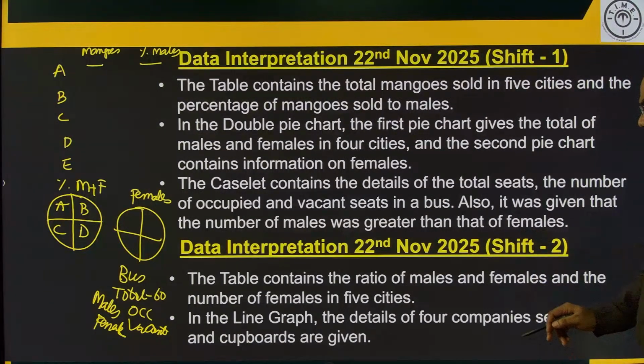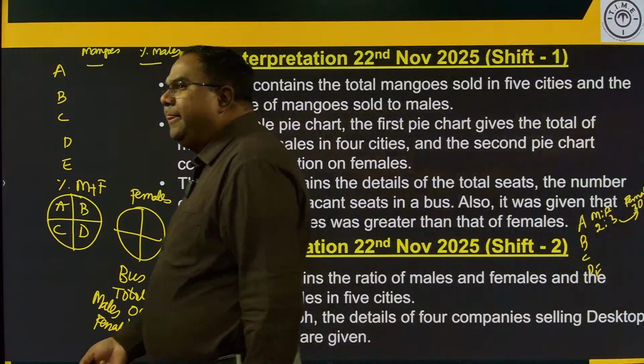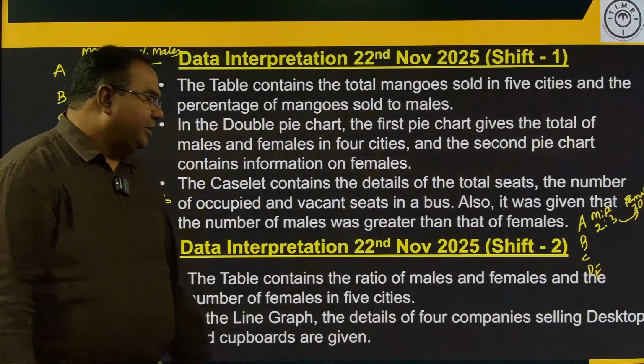Now if you look at shift 2, the table contains ratio of males and females and number of females in 5 cities. Again 5 cities were given A, B, C, D, E. We have got the ratio of males and females in the first column, and we have got information on females in the second column. So when you take this ratio, let's say 2:3, and total females are, let's say, 30. So 3 parts 30, then I can find 5 parts how many, or 2 parts how many. I can find out the total number of males and females.